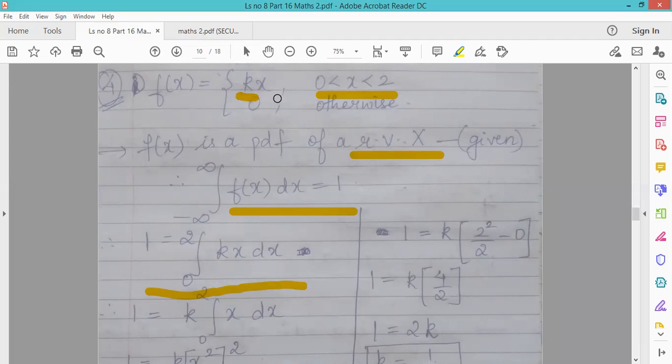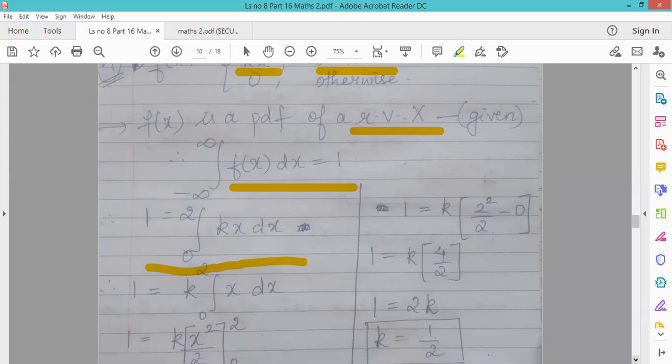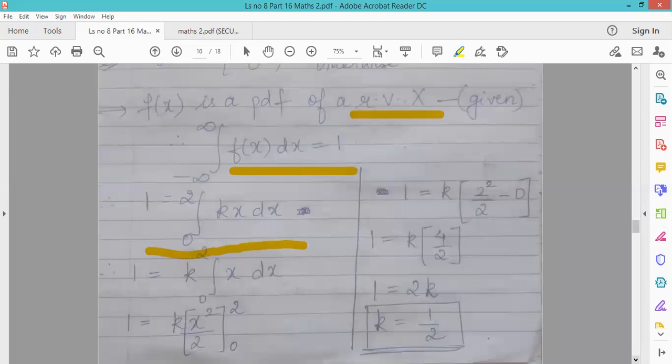Kx dx, the function is kx. Now k stands for constant, so I'll remove k and write it in front of the integration sign. So 1 is equal to k, integral 0 to 2 x dx. Integration of x is x square by 2. So 1 is equal to k into x square by 2. The integral limits transfer on the right hand side. So 1 is equal to k, 2 square upon 2 minus 0 square will give you 0. So 4 by 2, 2 ones are 2, 2 twos are 4. 1 is equal to 2k. So k is equal to 1 upon 2, we got it.